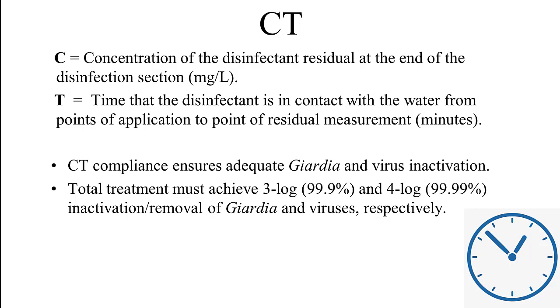CT was developed to ensure Giardia and viruses are inactivated for utilities that treat surface water. The regulations require a minimum of 99.9% or 3 log removal and inactivation of Giardia, and 99.99% or 4 log for viruses. Since Giardia is more difficult to inactivate, treatment plant staff focus on Giardia because if Giardia is inactivated, you will also inactivate viruses.